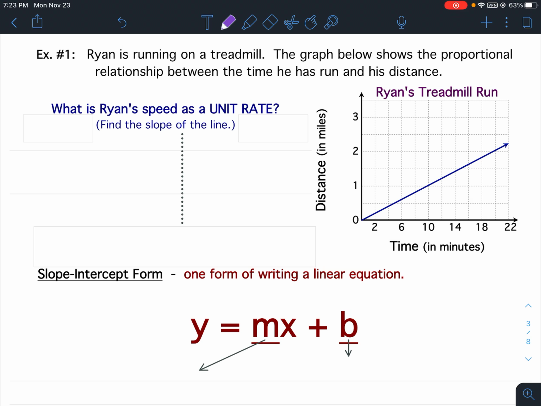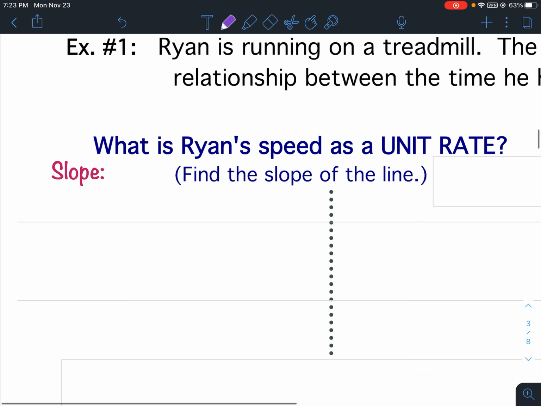Okay, so we're actually going to do this two different ways. I'm going to show you how slope and unit rate are the same thing. First of all, we're going to use finding the slope. So remember, slope is y2, let's write it up here. Slope is y2 minus y1 over x2 minus x1.